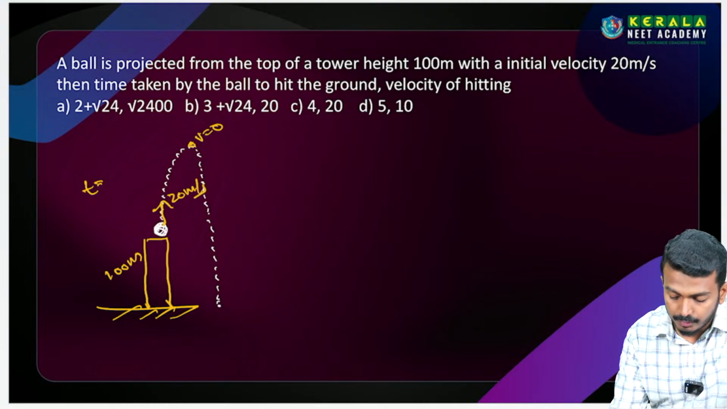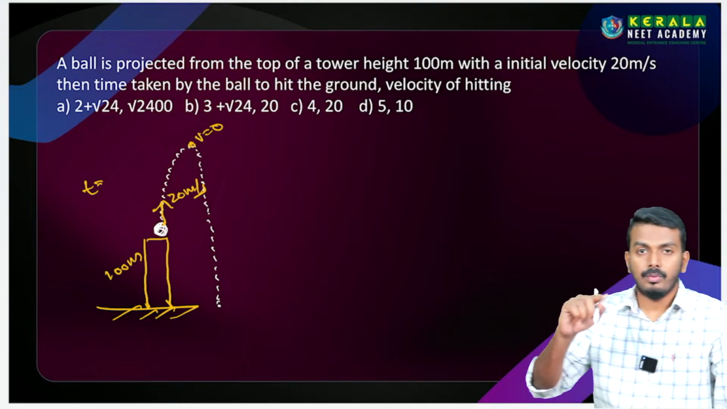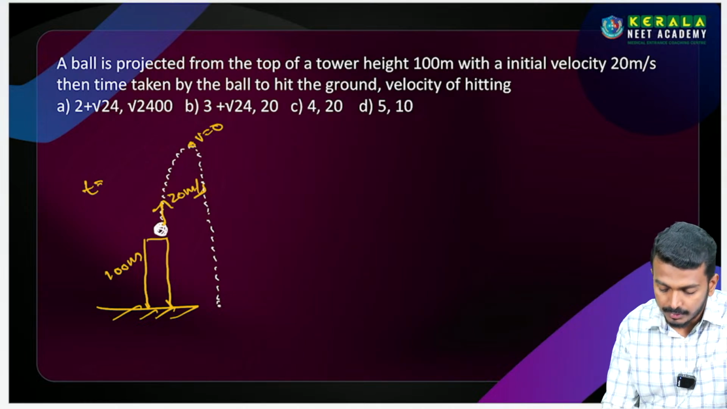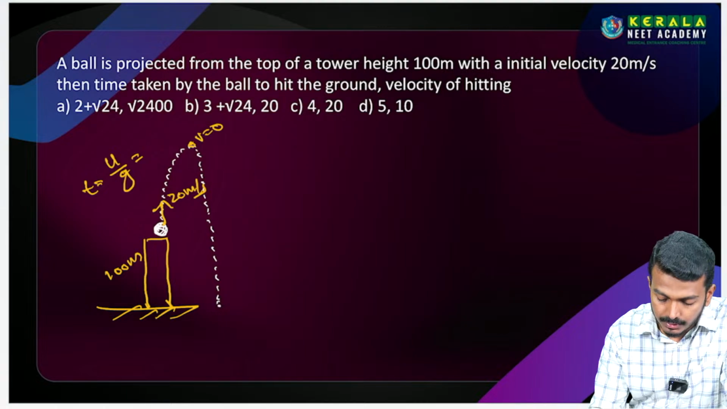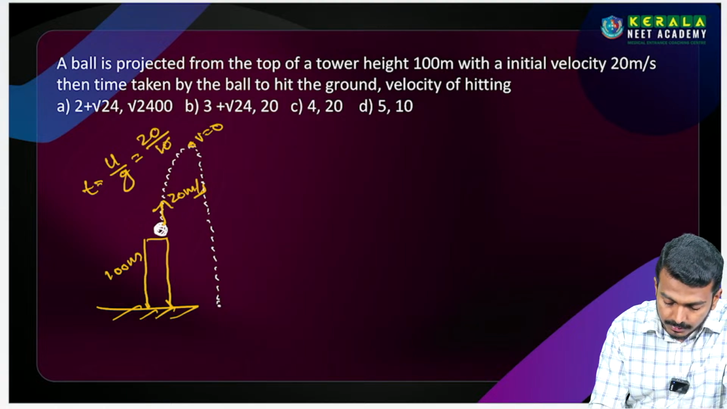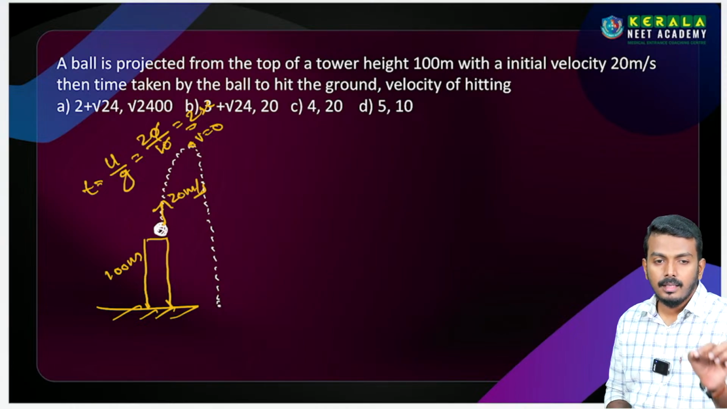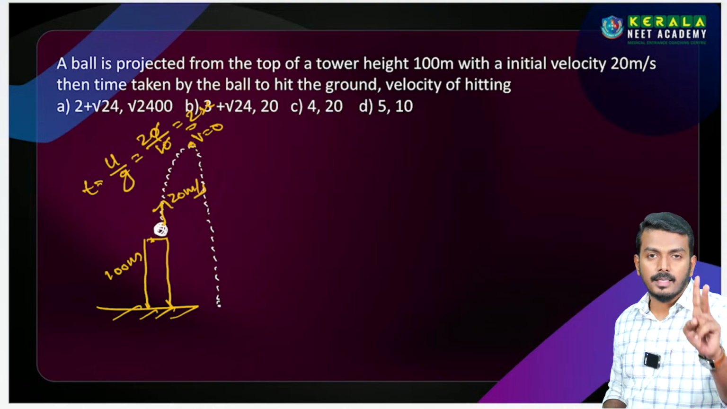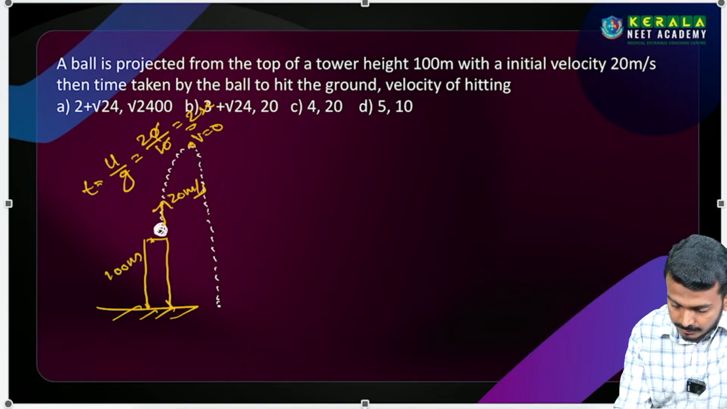Then what is the equation for time? How can we write time in equations? Final velocity is 0. Simply, the shortcut is enough. What is the equation for t? t is equal to u by g. What is the initial velocity? 20. What is g? Cancel. How many seconds? 2 seconds. How many seconds will it take to reach the maximum point from the top of the tower? 2 seconds.